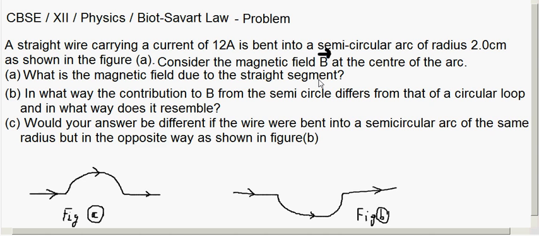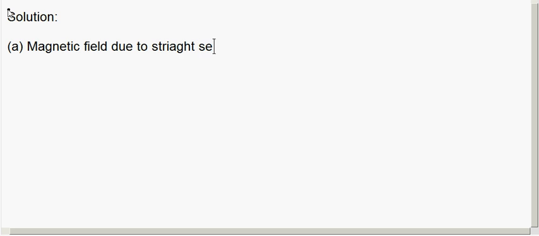First we will take up the first question. Question number A. What is the magnetic field due to the straight segment? Answer for question number A. Magnetic field due to straight segments. And we know there are two straight segments.